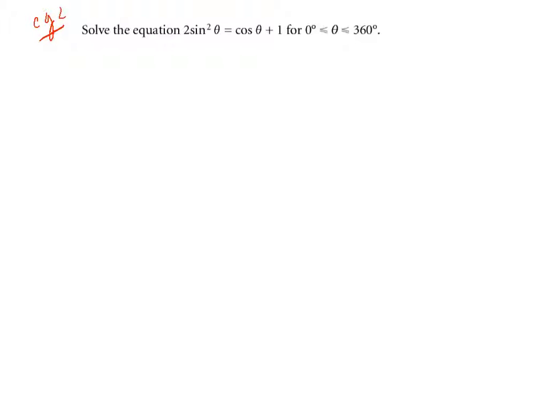Okay, in the second example, this time we've got sine theta, cos theta, and the range of values is between 0 and 360. First thing I want to do is be able to have them either all as sine theta or all as cos theta. Now we know two identities. One is sine theta over cos theta equals tan theta. The other one that's probably going to help us here is sine squared theta plus cos squared theta equals 1.